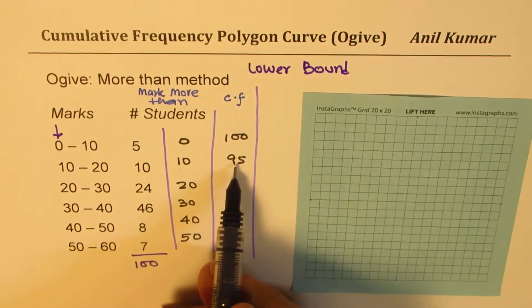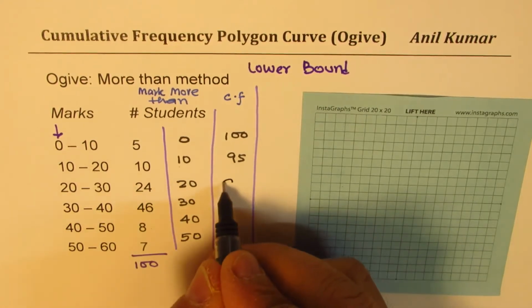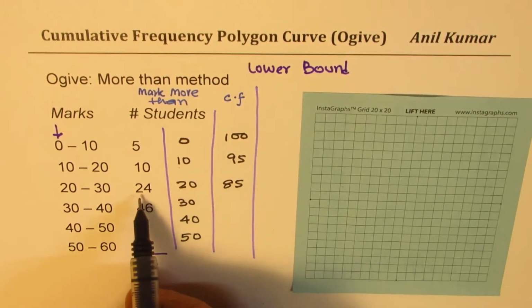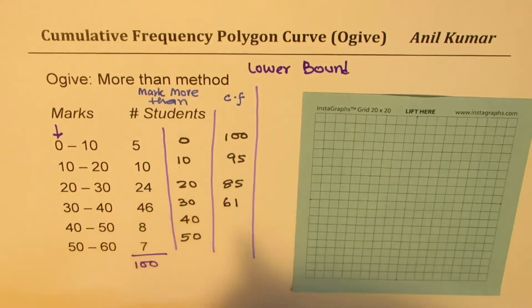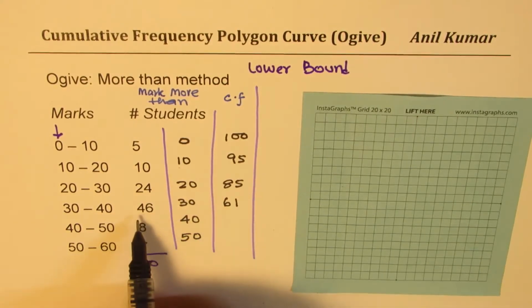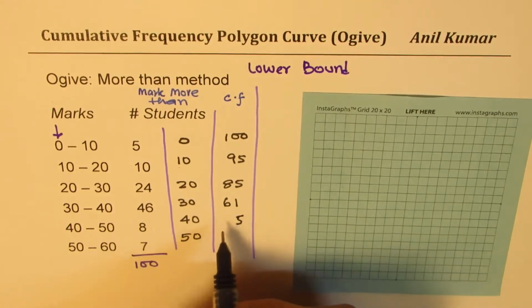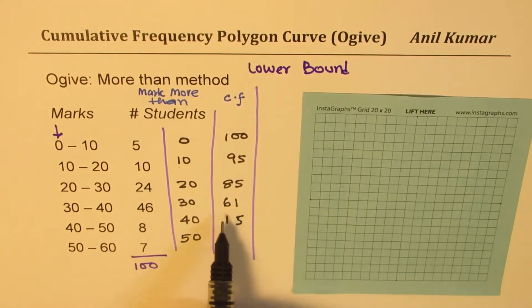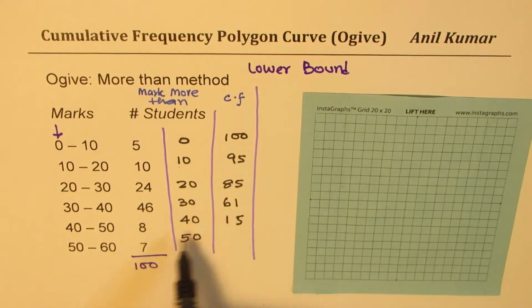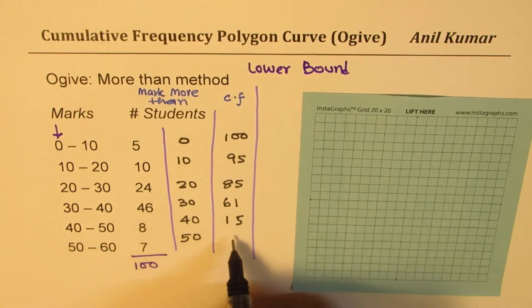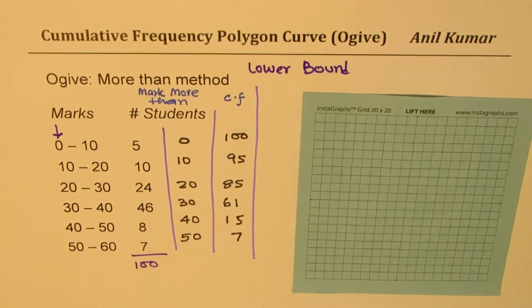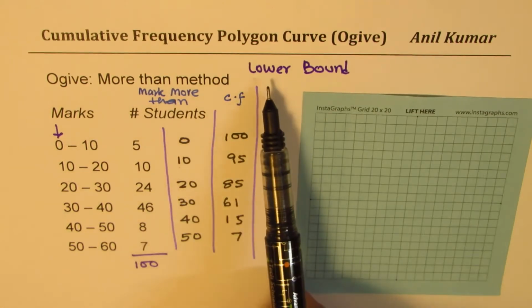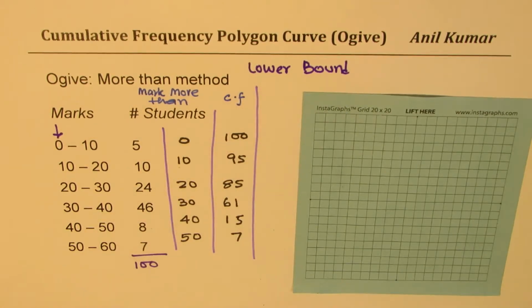So from 95, we'll take away 10 to write the next, which is 85. And from 85, we'll take away 24, so we get 61. From 61, we'll take away 46, and we get 15. Then from 15, we'll take away 8, so we'll get 7. So that is how we are going to get the whole series, correct? So that is what it means when we say more than. In case of more than, we are always looking at the lower bound. Is that clear to you?